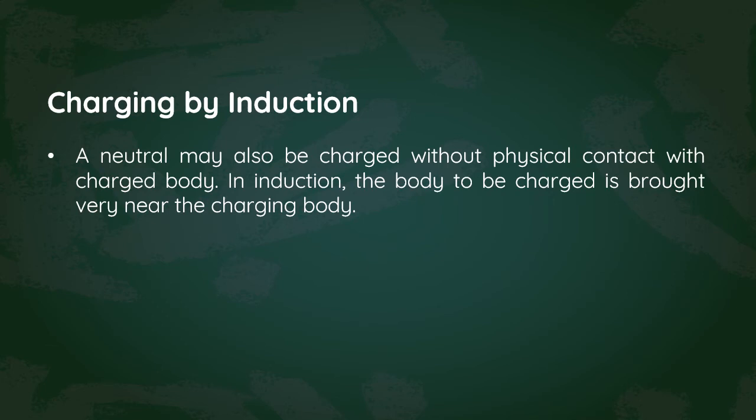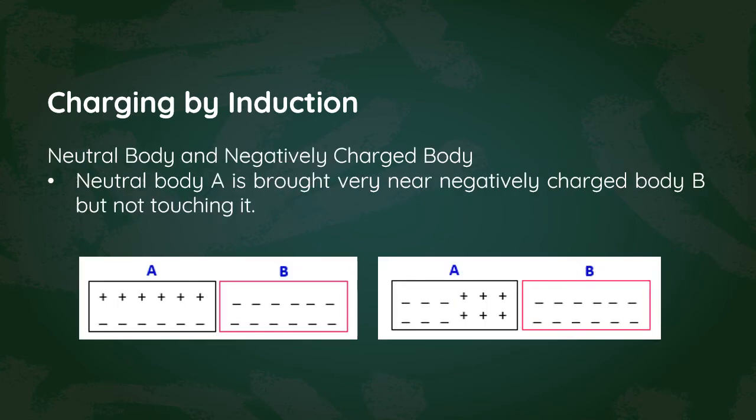Next, last in our charging processes, we have charging by induction. So how do we charge an object through induction? Unlike conduction, the objects here do not need to be in direct physical contact. A neutral body may also be charged without physical contact with a charged body. In induction, the body to be charged is just brought very near to the charging body. So we have here a neutral body and a negatively charged body. Neutral body A is brought very near negatively charged body B, but they do not touch each other.